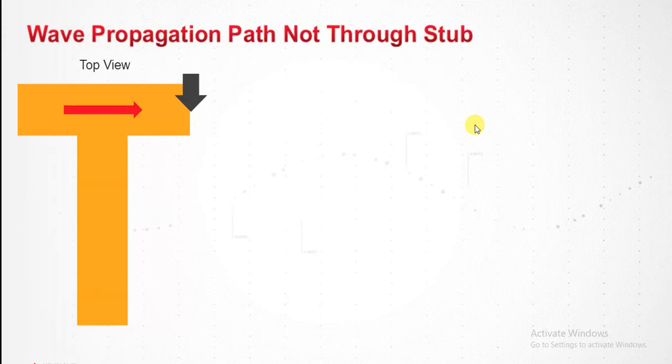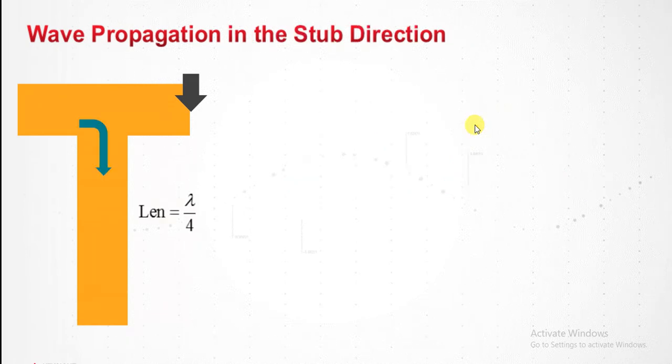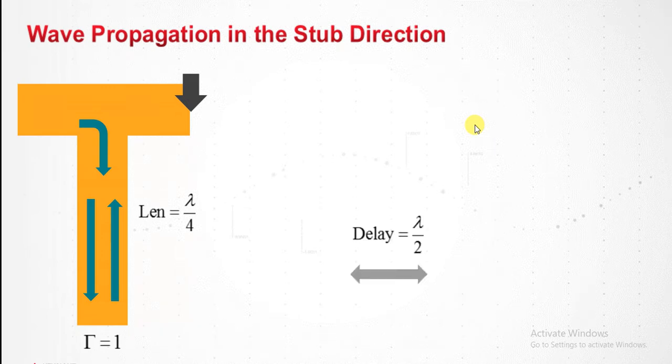First, the straightforward path is again straightforward, right? But then I'll put a black dot there for record keeping. Now let's take a look at the reflected wave. It's going to travel down this path, in the stub direction. And when the frequency is such that the physical length of the stub is a quarter of a wavelength, the wave is going to travel down, see an open, which gives us gamma 1, and get reflected back. And since it's twice of lambda over 4, it's going to have a delay of lambda over 2.